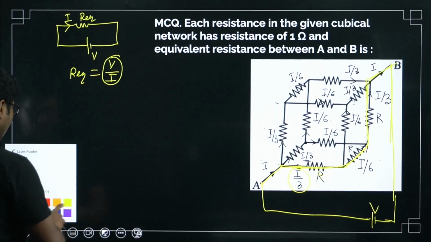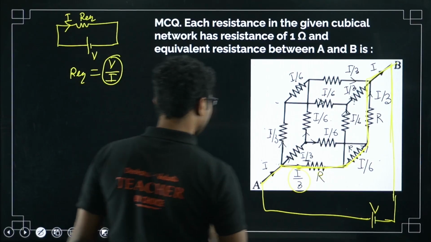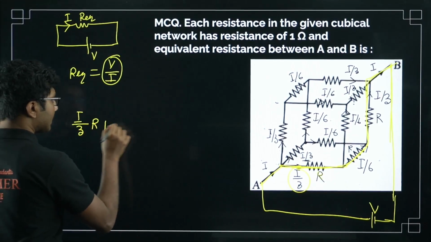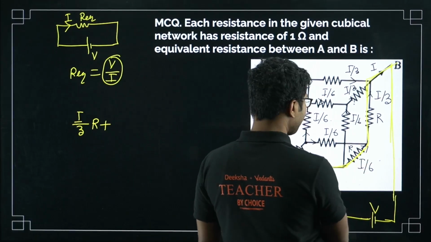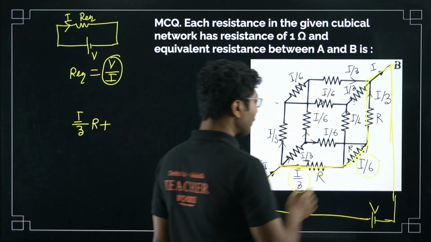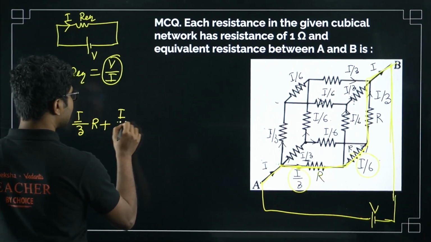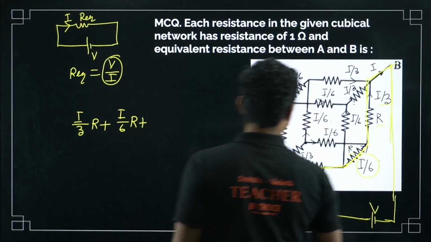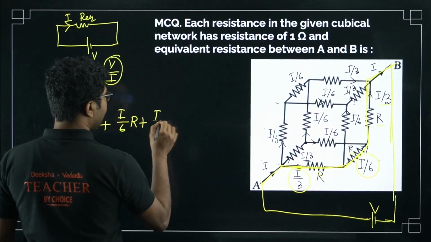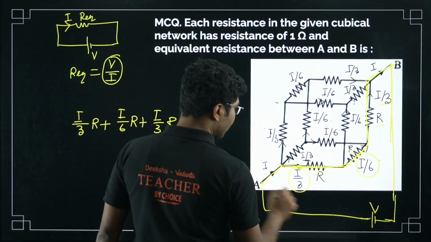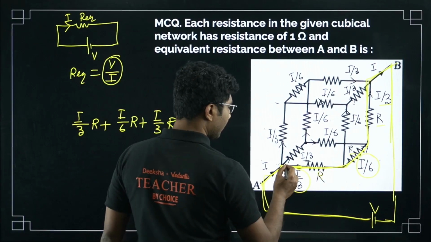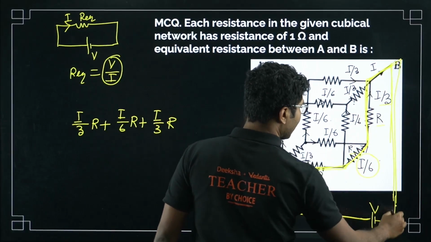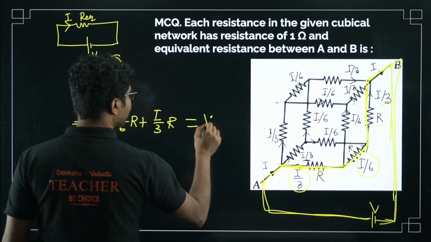Now what is the voltage drop across this resistor? This resistor voltage drop is I by 3 into R plus. Why plus? Because we are moving in the same direction of the current. So in this case I by 6 into R. So I by 6 into R plus again R into I by 3. So we started here, we reached the first resistor, the second resistor, the third resistor. Now we are out and we are back to the battery. So back to the battery means that should be equal to V.